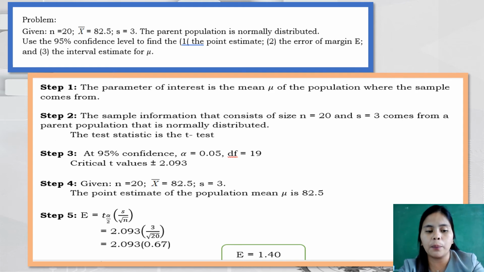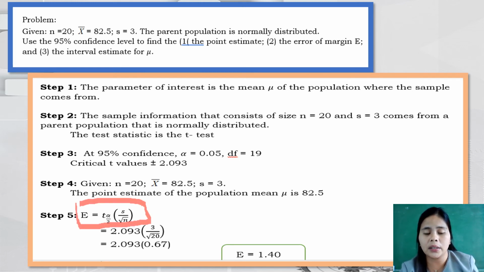Next, we compute the margin of error. This is the formula for finding the margin of error, and we just substitute all the givens. Since we already identified the t value, positive and negative 2.093, we substitute it here. Then we have the sample standard deviation, which is 3, and the square root of the size, 20. So we arrive at 2.093 multiplied by 0.67, which is equal to the margin of error, 1.40.